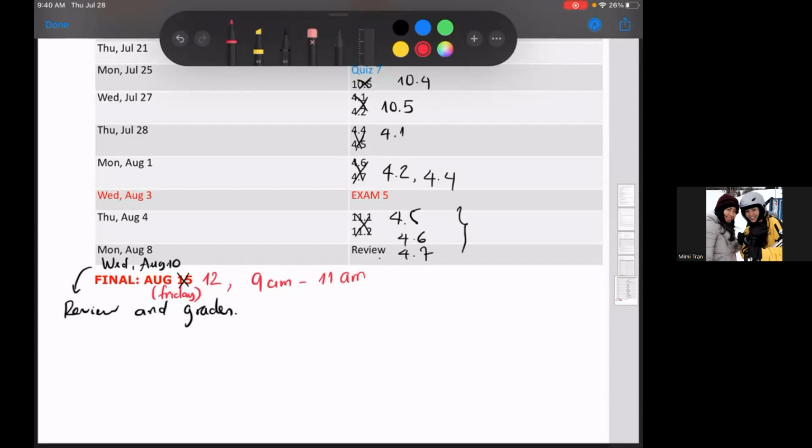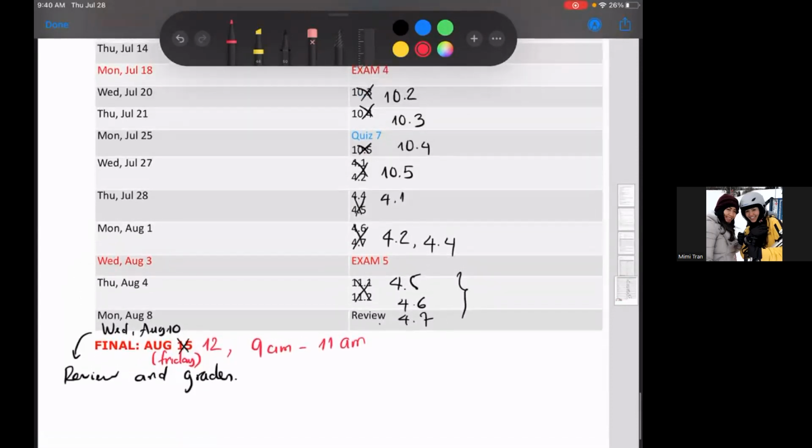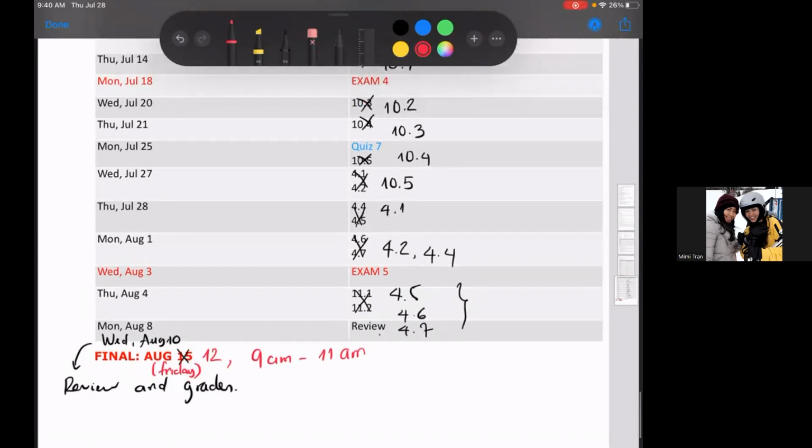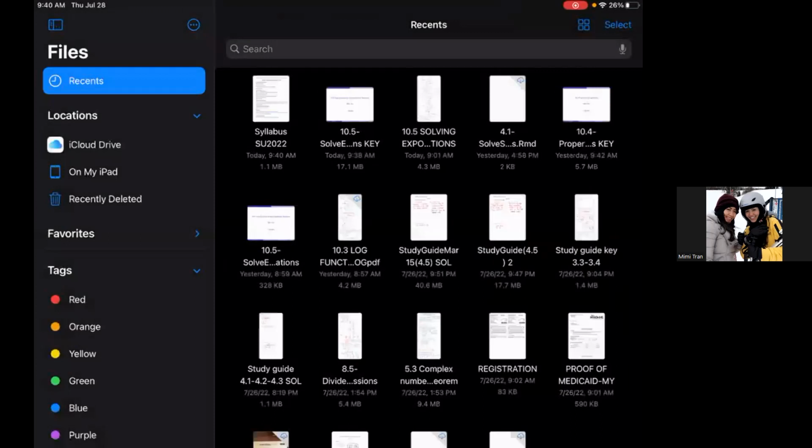Okay, so August 12th on Friday, 9 a.m. to 11 a.m., okay? Maybe in this room. I don't know how long it takes for them to fix the other room. And it has to be in person. August 10 is our last day. That's review day. Sorry. I wish I can let you go August 8, but I can't. All right, that's what I want to say. I'll send out an email as well.